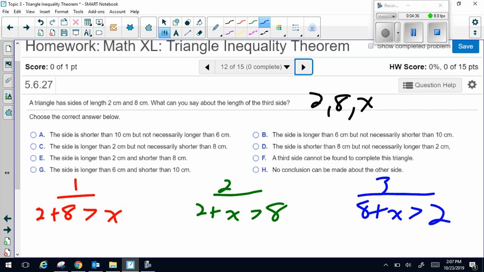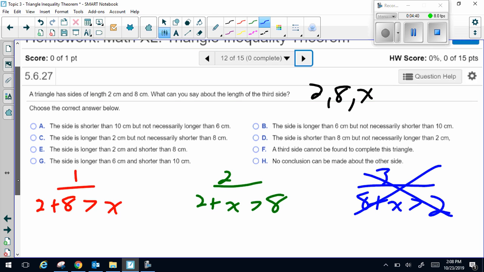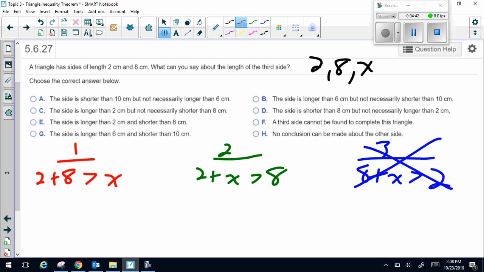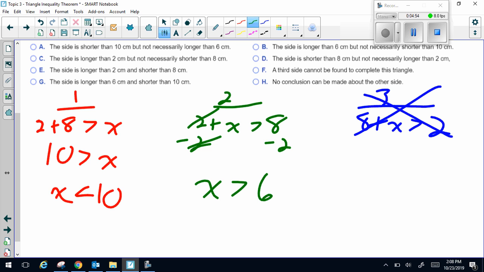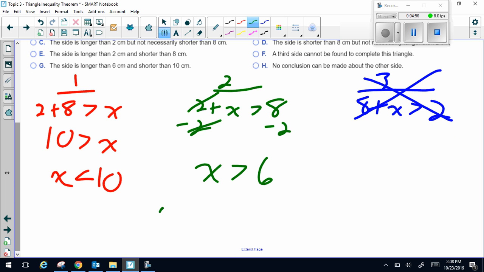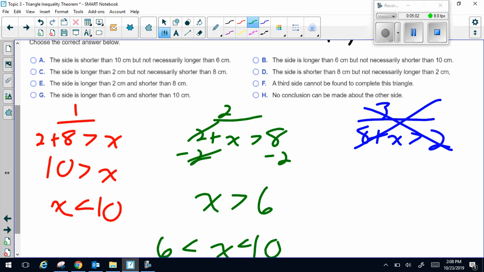Well, the problem with that scenario is 2 can't be the largest because of 8, so we don't even deal with that scenario. So then here we see that 10 is greater than X, so that means 10 is the biggest number that I can have. Over here, when we subtract 2 from both sides, we see that X has to be bigger than 6, so that means 6 is the smallest number. So that means my numbers fall between 6 and 10, which means the side is longer than 6 but shorter than 10.